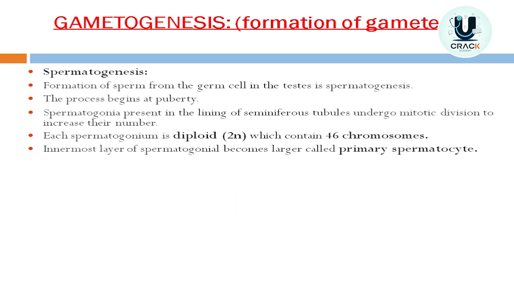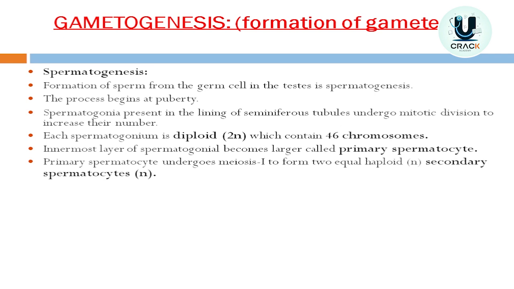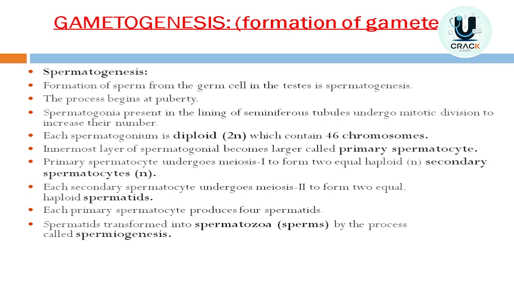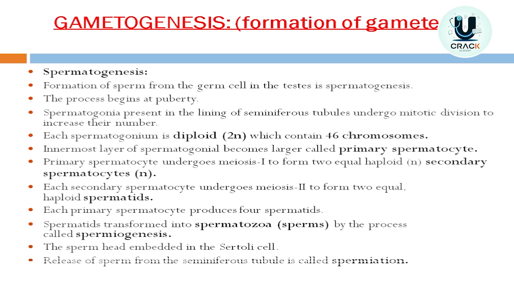The innermost layer of spermatogonia becomes larger, called primary spermatocytes. Primary spermatocytes undergo meiosis 1 to form two equal haploid cells, the secondary spermatocytes. அப்புறம் meiosis 2 நடக்கும். Each secondary spermatocyte undergoes meiosis 2 to form 2 equal haploid spermatids. Each primary spermatocyte produces 4 spermatids. Spermatids transform into spermatozoa, or sperms, by the process called spermiogenesis. The sperm heads are embedded in the Sertoli cells. Release of sperm from the seminiferous tubules is called spermiation.